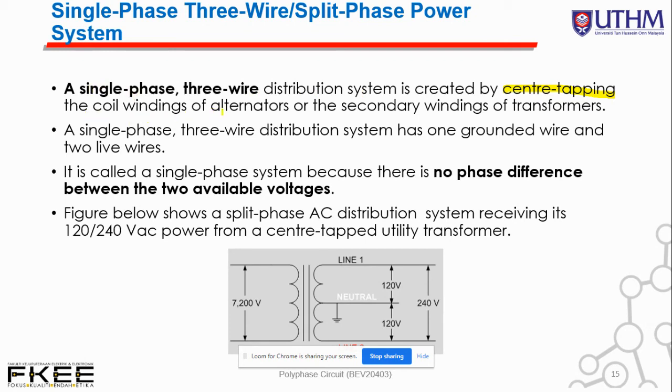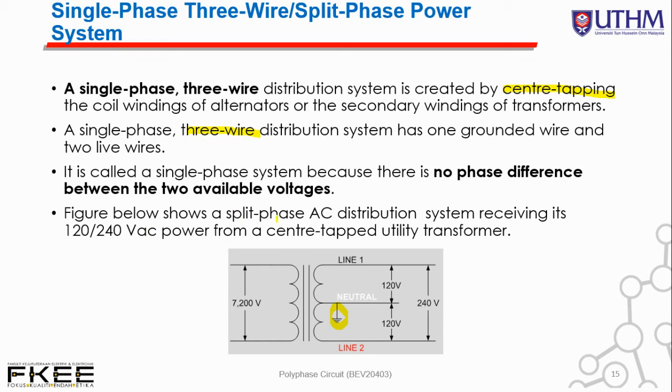This is done with the coil winding of an alternator or the secondary winding of a transformer. So single phase three wire: the three wire distribution system has one grounded wire over here, so one grounded wire and two live wires, the upper and the lower. So line number one and line number two. It is called a single phase system because there is no phase difference between the two available voltages, between these two, 120 volts and another 120 volts.